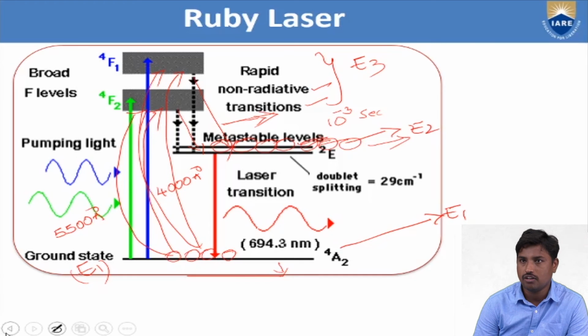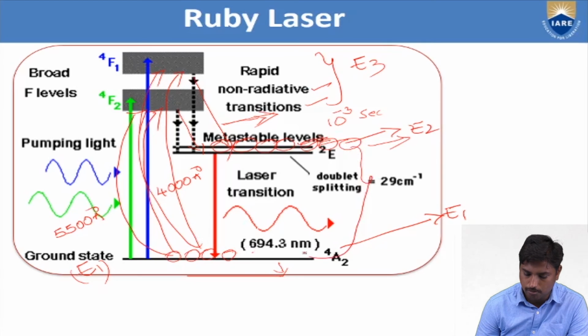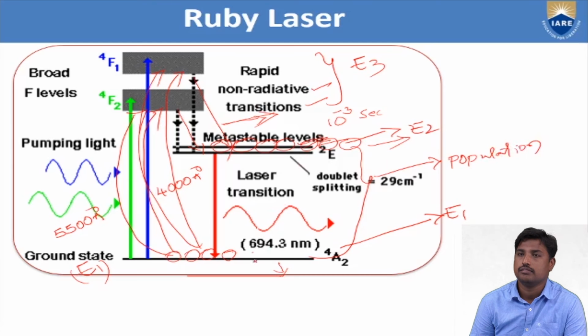At a particular instant, what are we going to observe? The number of ions in the metastable state is greater than in the lower energy state E1. This means we achieved population inversion between these two, E2 and E1.